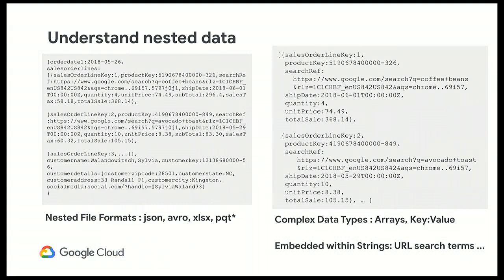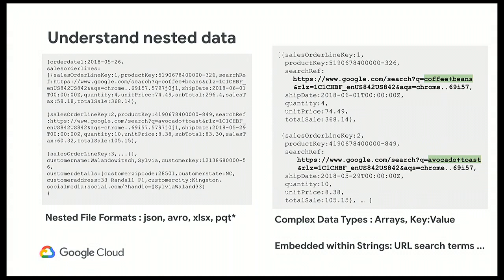So what you want to do is you actually want to extract specific parts. In this case here, you're looking for the search term that was actually used. So that's an embedded case. So once again, it's still nested data, even though you're down to the individual value.